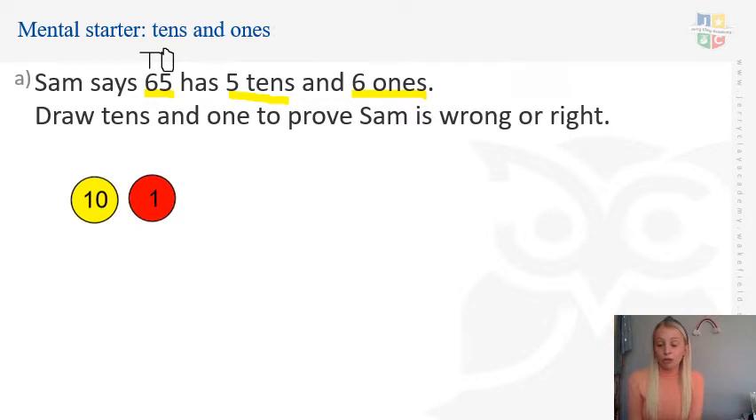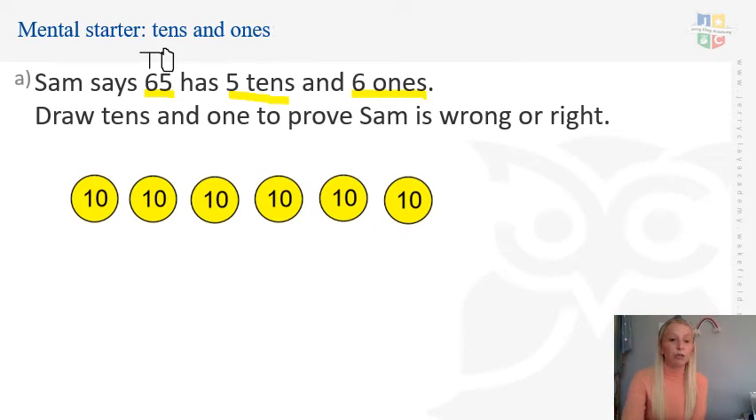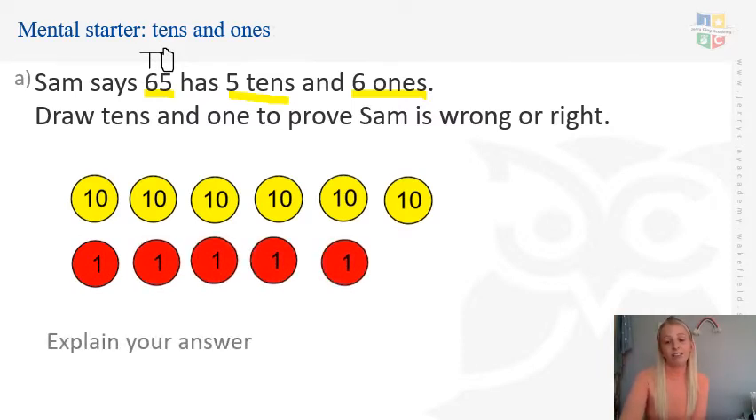So can you use the place value counters to draw tens and ones to show how many tens and ones are in 65? Excellent. So if I take those away, we can count together. So we should have drawn 10, 20, 30, 40, 50, 60. So 1, 2, 3, 4, 5, 6 tens. So 60, 61, 62, 63, 64, 65.